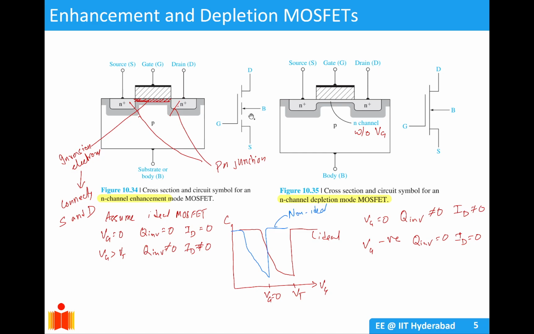In an enhancement type, this is how the symbol is represented, where the source and drain are connected, and the gate is parallel to it. It represents the oxide insulation between the gate and the source and drain, and the body contact goes to the middle of the source and drain. In enhancement type, by breaking this up, you show that it is being enhanced.